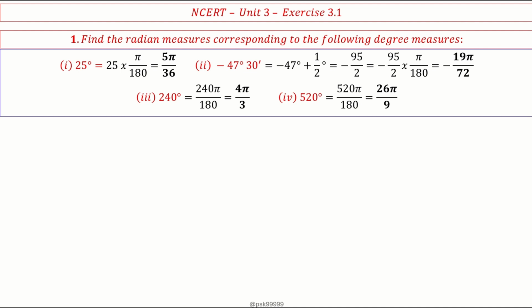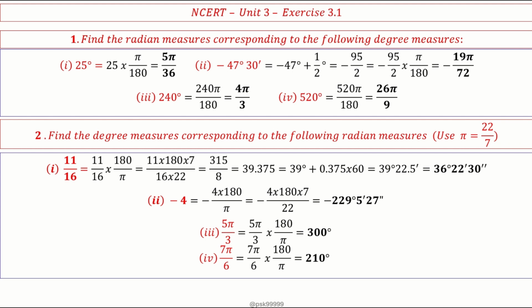So like minus 47 degrees 30 minutes. This is nothing but minus 47 plus half, which is equal to minus 95 by 2. You have to do it this way, right? So minus 95 by 2 into pi by 180, which is minus 19 pi by 72. So this is the way you will convert degrees into radians or radians into degrees.